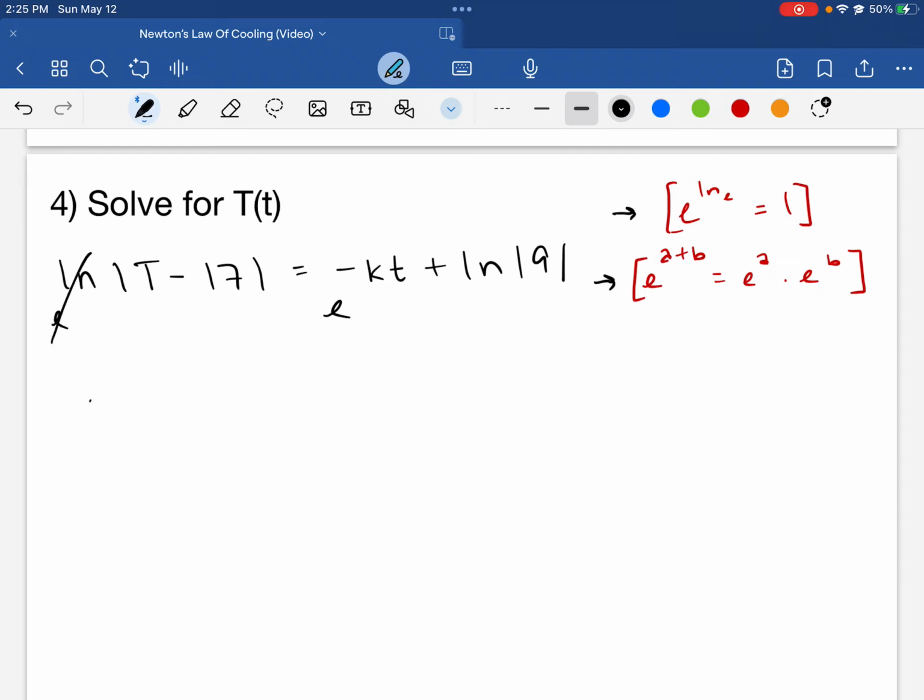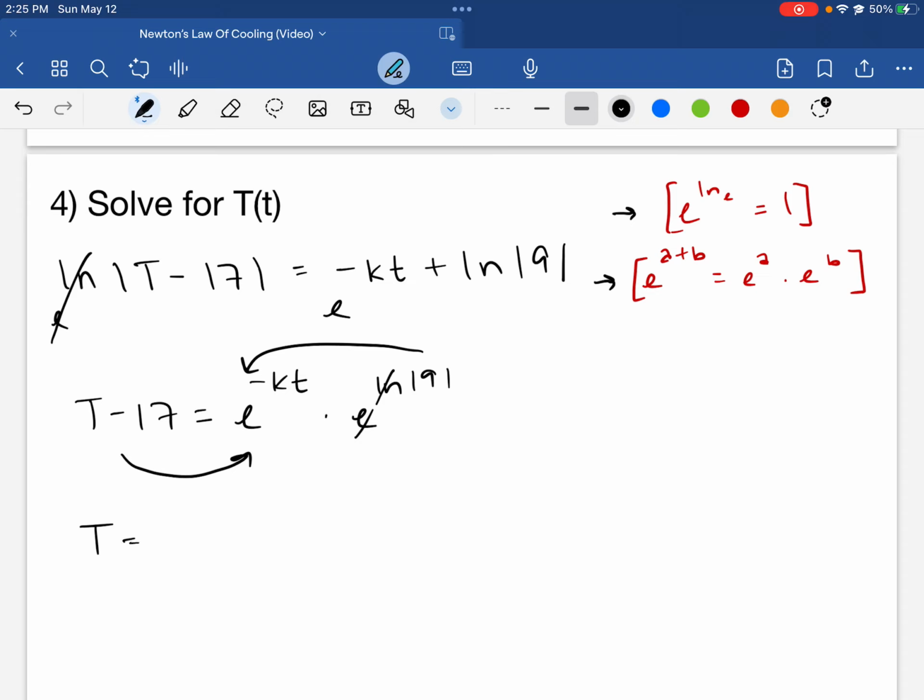So we'll cancel this and rewrite the equation as T minus 17 equals e to the negative kt times e to the natural log 9. We already know this cancels out, and we can bring the 9 up to the front here. And then also, let's go ahead and add the 17 to the right side. So what we're left with is T equals 17 plus 9e to the negative kt. And T here is the same as temperature with respect to time. So that is our function.